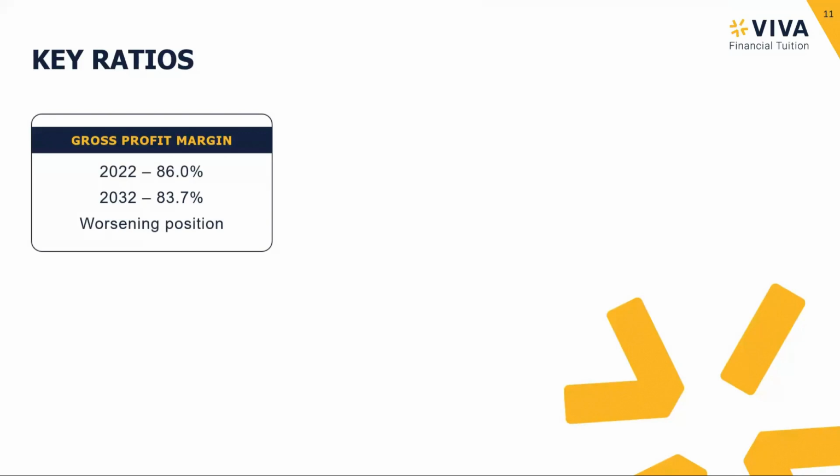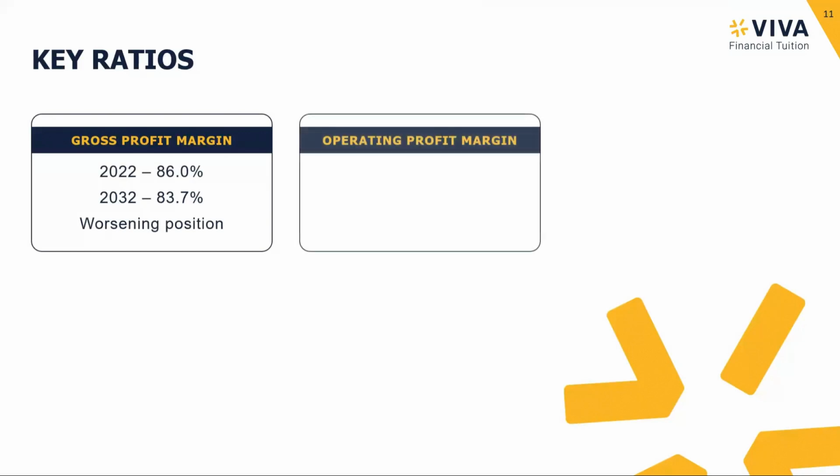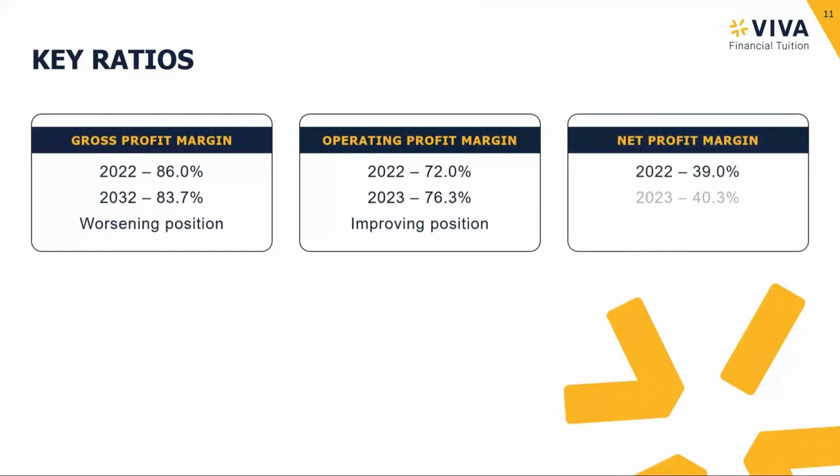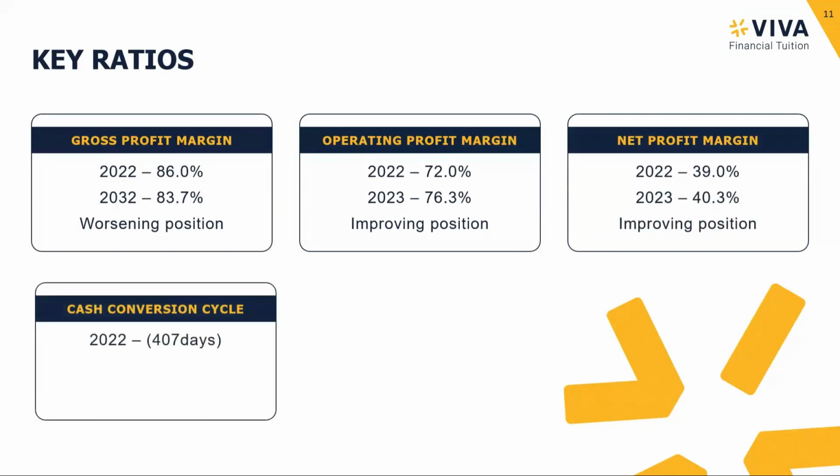It's falling slightly, but not majorly. But operating profit margin increasing, so maintaining good controls over those costs. Net profit margin, again, slight improvement. Now the cash conversion cycle, reflecting how long it takes to bring in cash from students versus then paying out cash, what we can see here is that it's a massive number of days, negative, massive number of days.